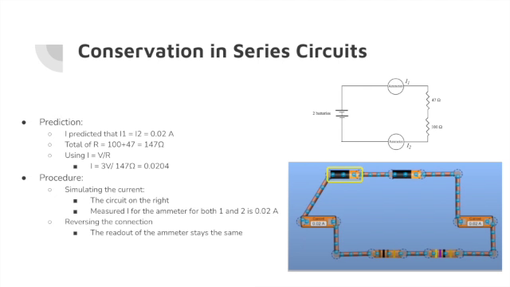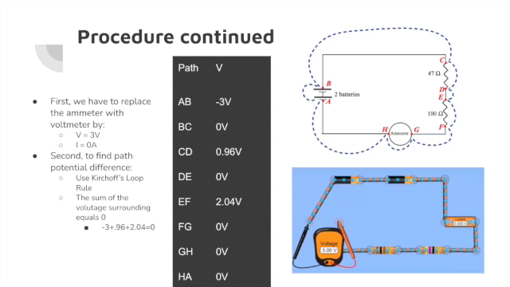So for conservation in series circuit, we predict that the current will be equal for both current 1 and current 2, and that it will be 0.02 amps. The total resistance will equal 147 ohms, and thus, using Ohm's law, the current equals 3 volts divided by 147 ohms, which is also 0.02 amps. So in order to simulate the current as seen to the right, we measured I for the ammeter for both 1 and 2 currents to be 0.02 amps, and when reversing the connection, the readout of the ammeter stays the same. So the procedure continued.